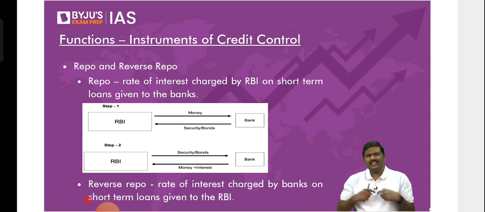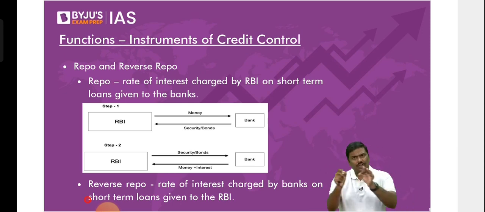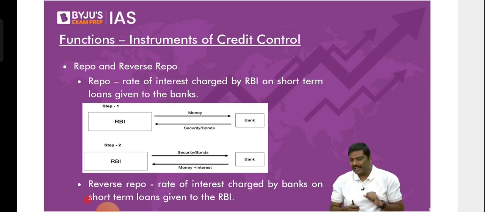What is the repo rate? It is a rate of interest which is charged by RBI, the Reserve Bank of India, whenever they provide short-term loans to banks. Simple. RBI will give short-term loans. Sir, what do you mean by short-term loans here? Overnight, that is 1 day. It could be for 7 days.